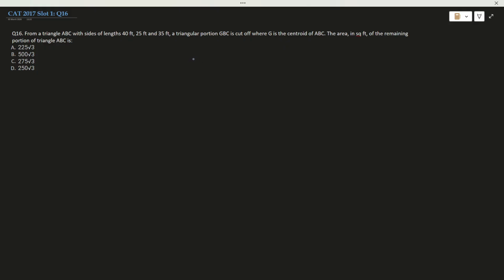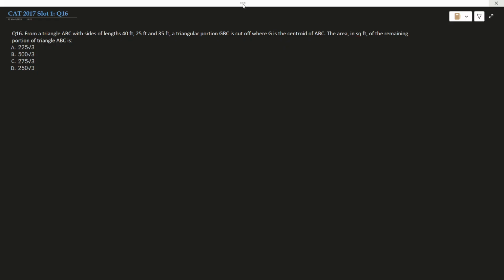So question number 16 says that there is a triangle ABC with sides 40, 25 and 35 feet. Triangular portion GBC is cut off, where G is the centroid of triangle ABC. The area in square feet of the remaining portion of the triangle is. So here we will use the property of centroid. If you know that property, this question can be solved in under 30 seconds, I would say.